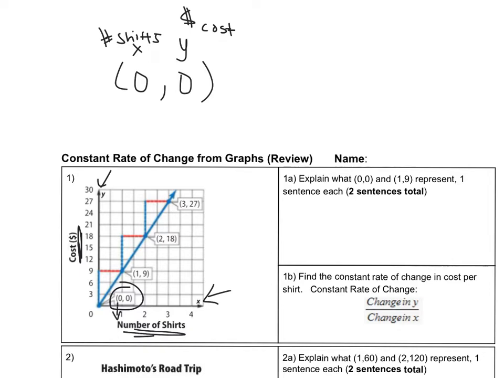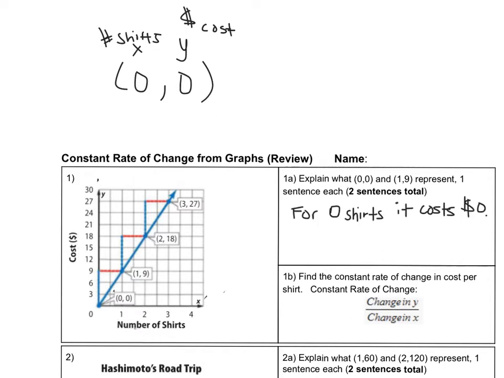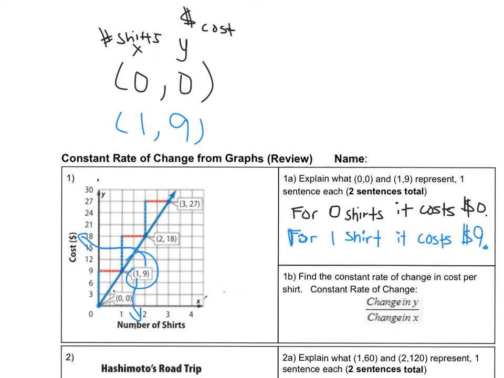So the way we would say this is, for 0 shirts, it would cost $0. Okay, now let's try the next one. For the point 1 and 9, again, 1 right here, that's the x value. So we're saying for 1 shirt, it would cost us $9. So there you have it.